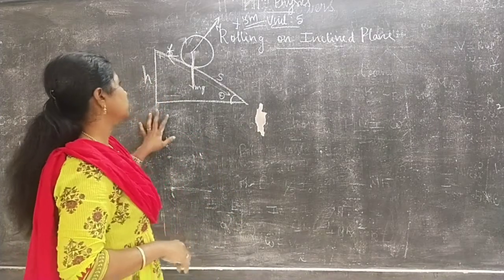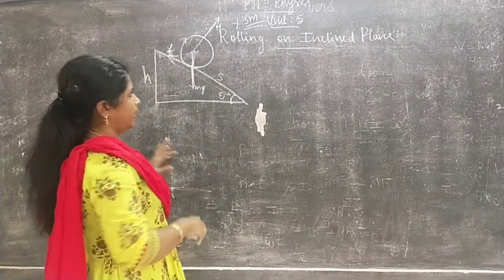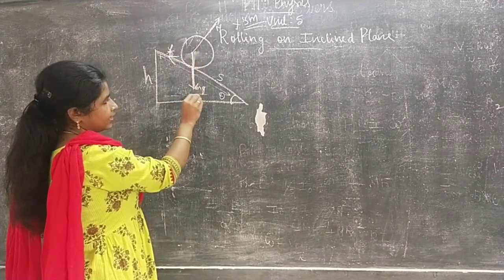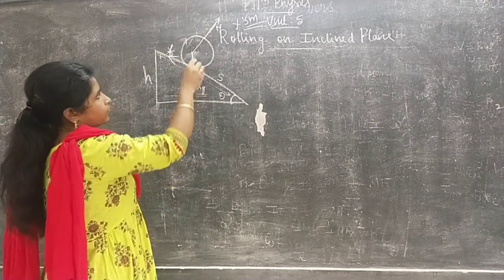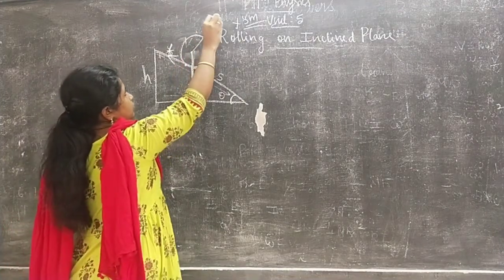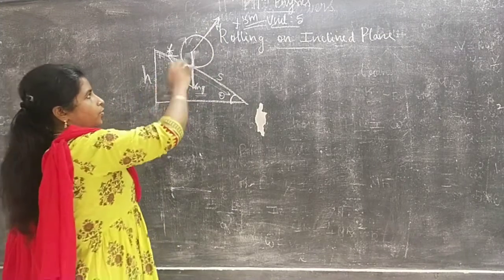For that, let us draw the free body diagram. So this is an object. Definitely there will be a gravitational force acting here at the center. It is in contact with the surface here, so the normal force will be exerted opposite to this point of contact.